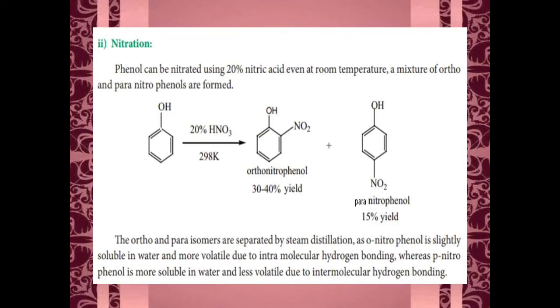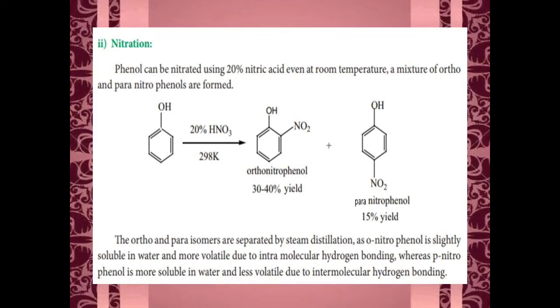Nitration of phenol. When phenol is reacted with 20% nitric acid at 298 Kelvin, it gives ortho-nitrophenol and para-nitrophenol. Ortho-nitrophenol gives 30 to 40% yield, but para-nitrophenol gives 15% yield. And one more difference between these two is that ortho-nitrophenol is slightly soluble in water and more volatile.